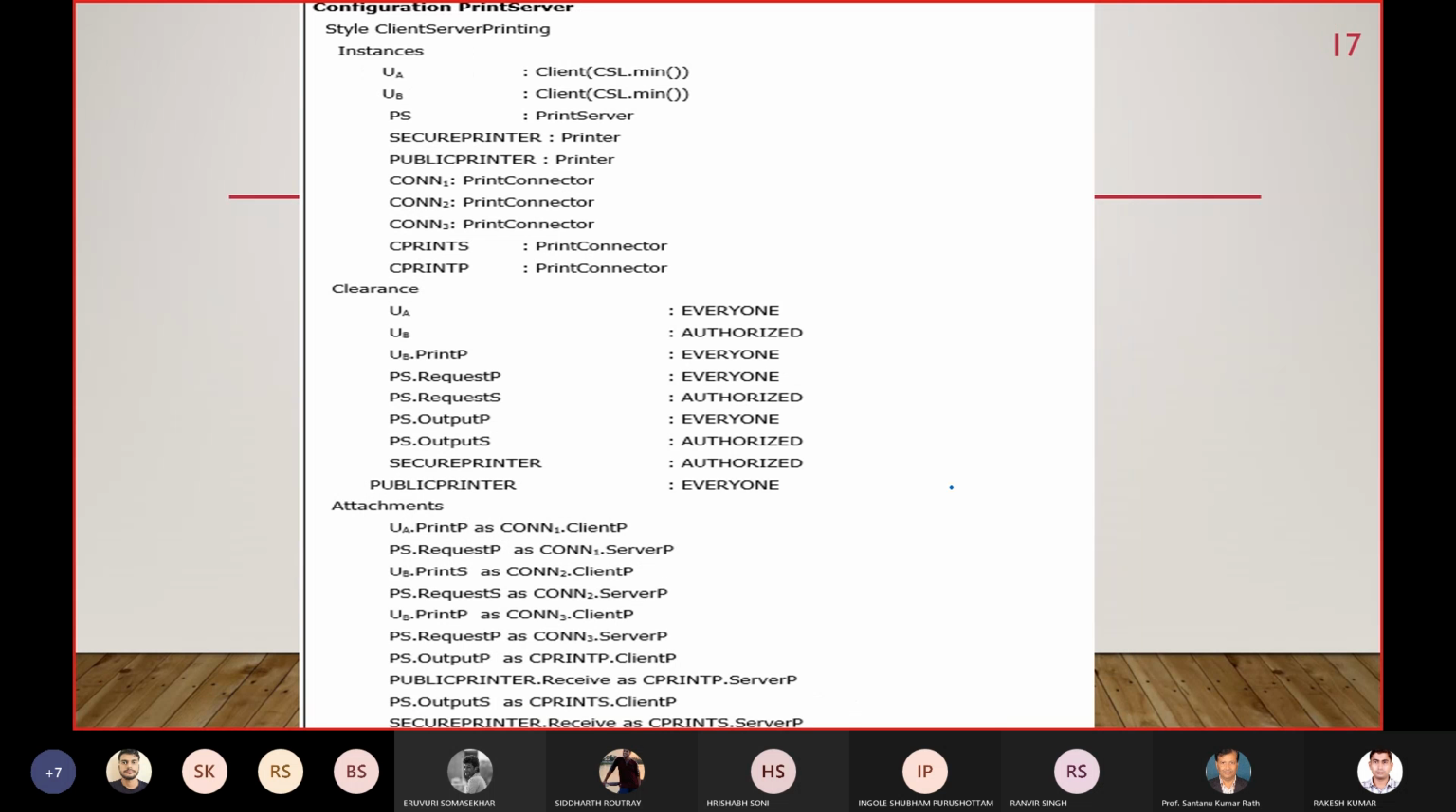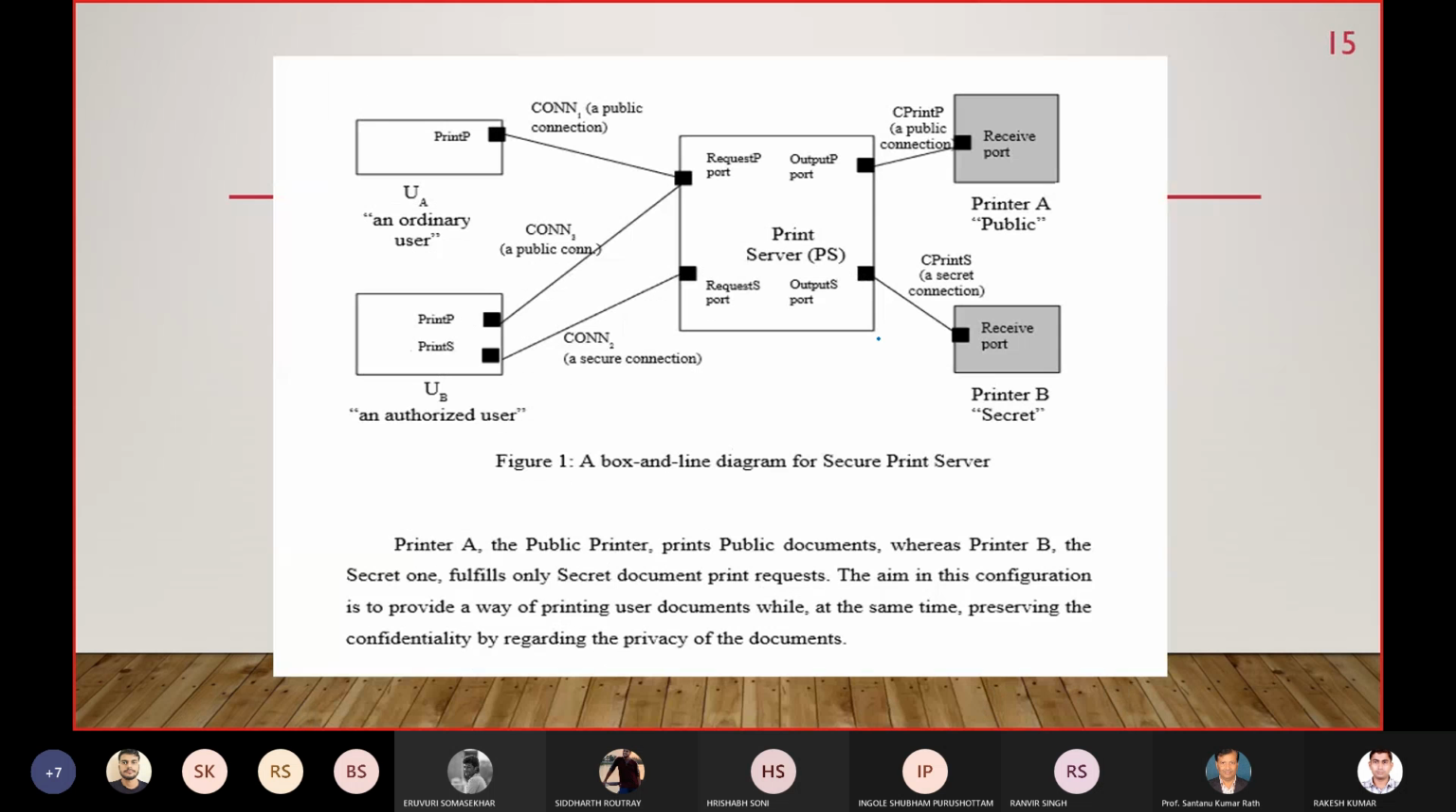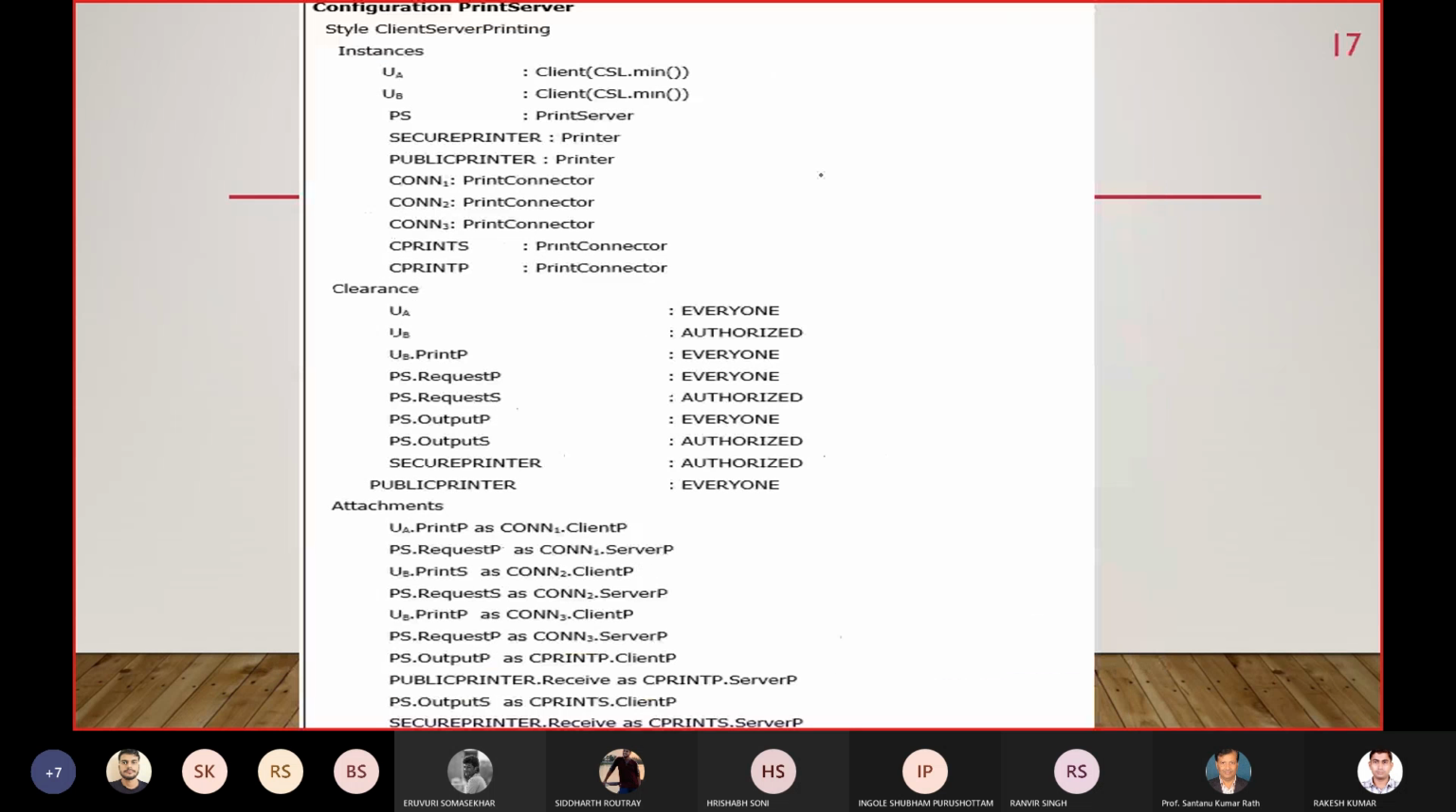And this is the configuration, meaning the abbreviations we have used in that diagram. In this diagram, there is UA, UB, and then con 1, 2, 3, and this request and all that. C print P, C print S, printer A, printer B. What is all this? Here it is written. UA is the client, then PS is the print server, secure printer. Public printer is also a printer. Then con 1, 2, 3 are print connectors. Okay, UA is everyone, meaning not the authorized user. Everyone else comes under UA, and UB is authorized. Then UB dot print, it is everyone.